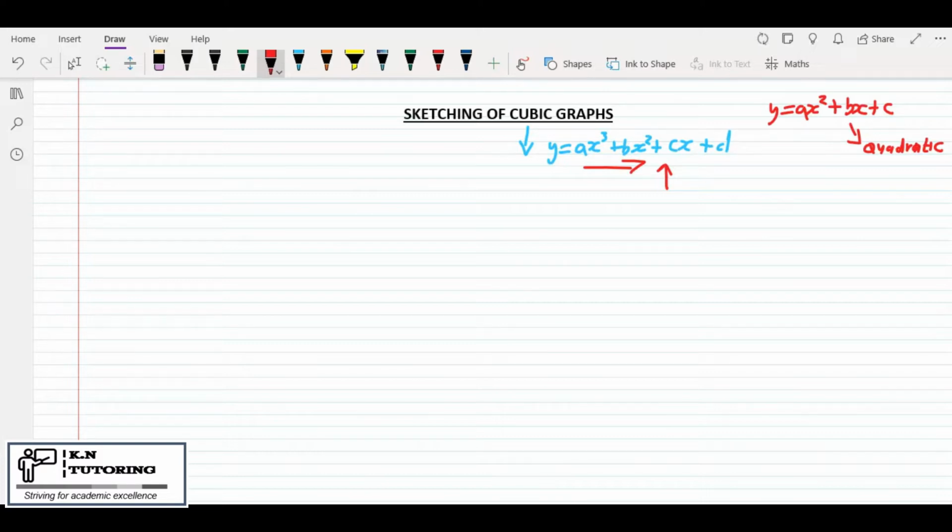A few things you need to take into consideration before you can even sketch cubic graphs. Just like any other graphs we've covered before, it needs to have certain characteristics. We need to determine certain parameters. The first thing we need to look at, before we attempt the problem, is the shape.